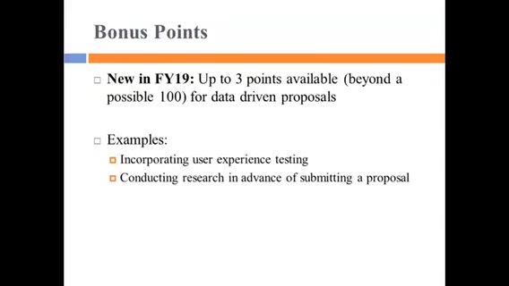And then, just as an FYI, new this year, proposals that are particularly data-driven will also be awarded up to 3 bonus points, beyond a possible 100 during the scoring process. This could include incorporating user experience testing or having conducted research in advance of submission of a proposal in order to more accurately identify the quantifiable problem that the proposed solution is intended to solve. Inclusion of specific quantifiable statistics to bolster the argument that the proposed project is necessary in order to better serve SNAP clients may earn additional points.